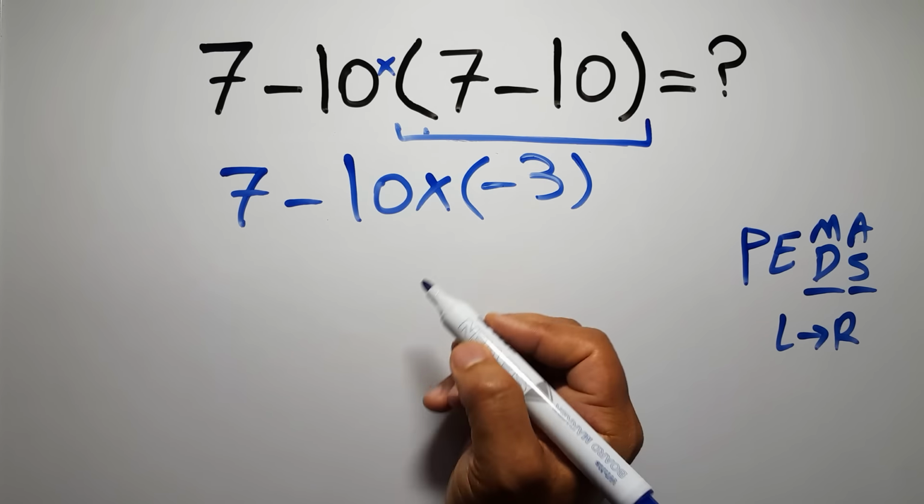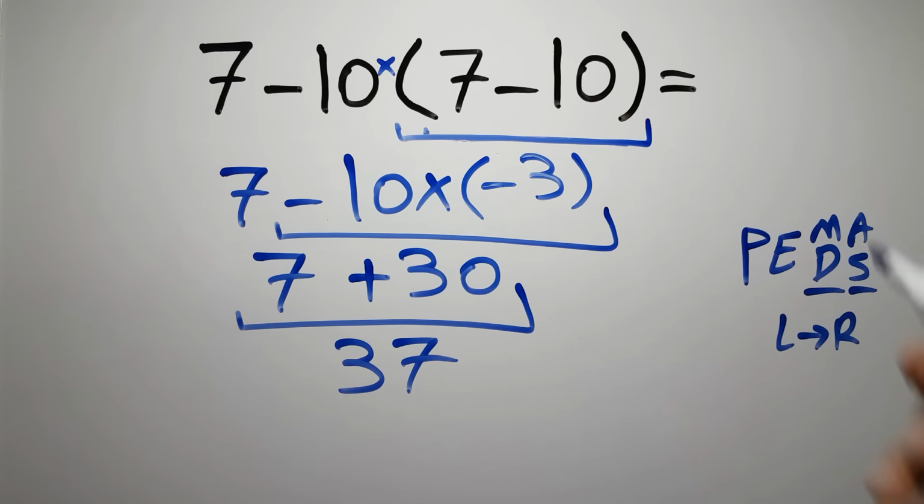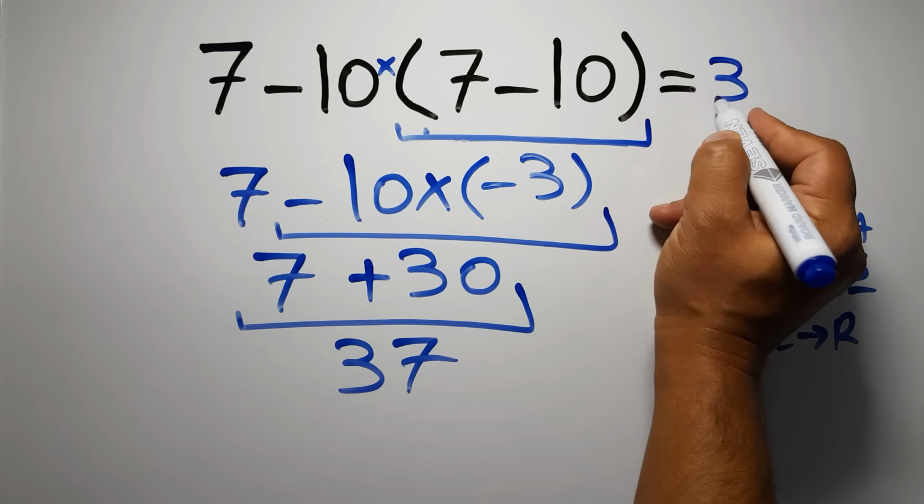Negative 10 times negative 3 gives us positive 30. So 7 plus 30, which equals 37. And this is our final answer to this problem. The correct answer is 37.